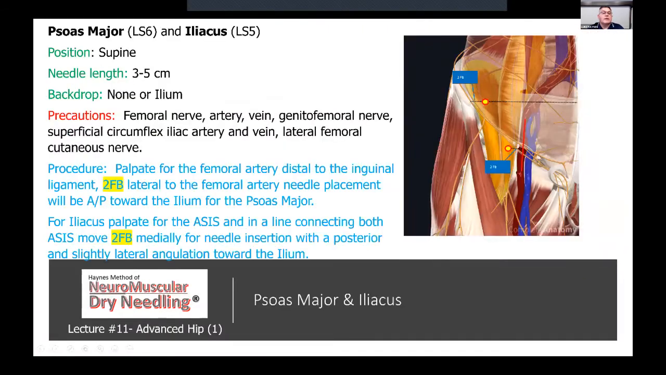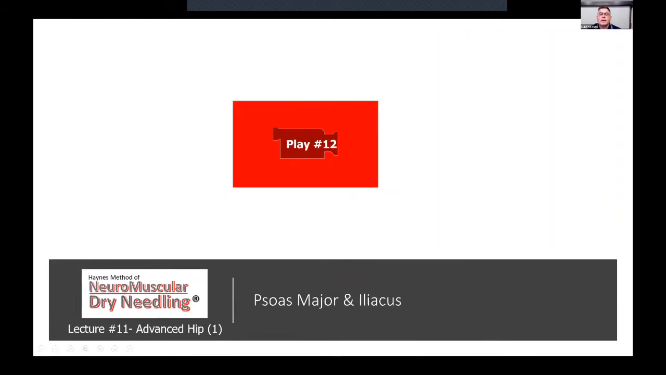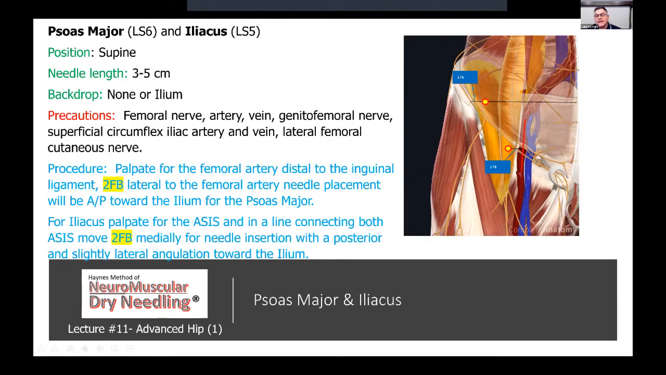We'll look at psoas major next. So here we'll look at psoas major and iliacus. In this situation, let's say we weren't able to get to this lateral, sidelying approach. No worries. Let's go in the supine position. Here for psoas major and iliacus, there are two different needlings that we'll do. Needle length here is going to be at least 3 to 5 centimeters. Backdrop is either going to be none or down to the ilium. So for psoas, you may or may not hit a backdrop. For iliacus, you may or may not, but if you do, it needs to be laterally projected into the ilium.